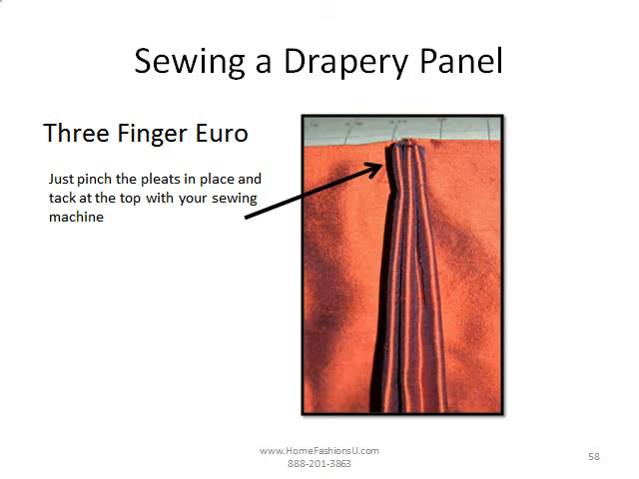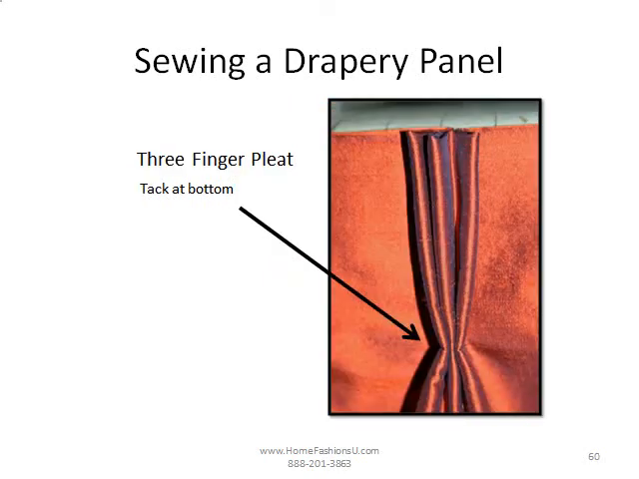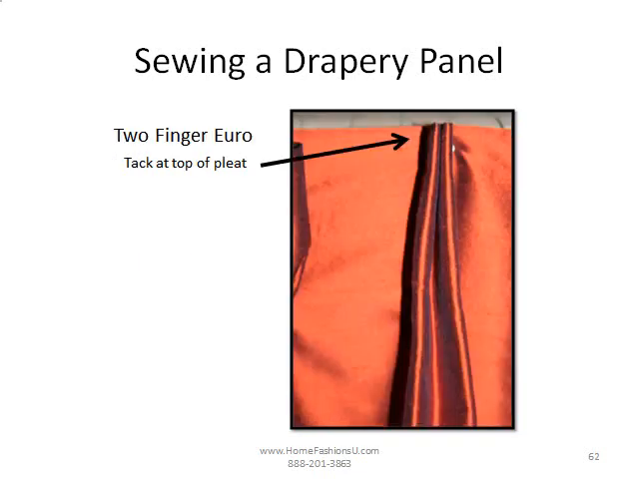The 3-fingered Euro pleat, you pinch the pleats in place and tack at the top with your sewing machine. A 2-fingered pleat, you pleat and tack at the bottom. A 3-finger pleat is folded into place and tacked at the bottom. A goblet pleat is pinched together and hand tacked at the bottom, and then you may stuff the goblet with fiber filler batting to give it that full goblet look. A 2-finger Euro pleat again is folded in place and tacked at the top.